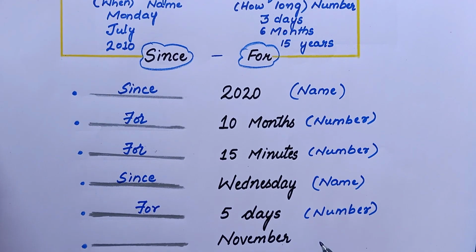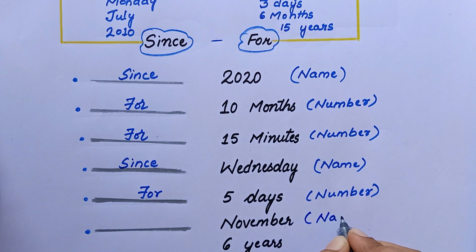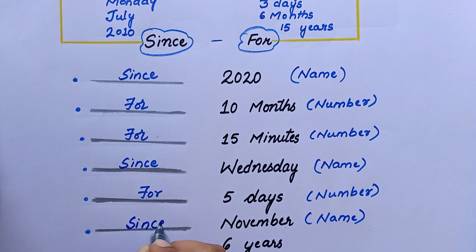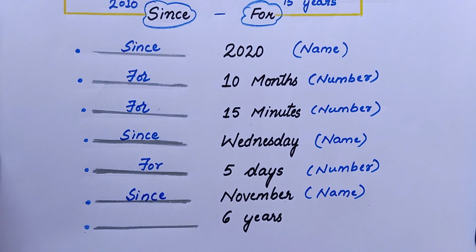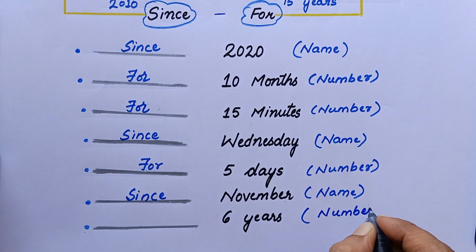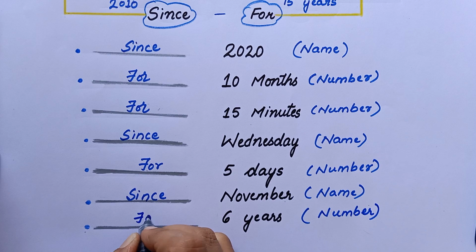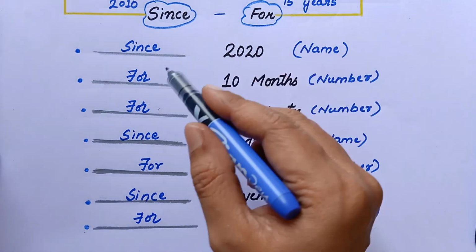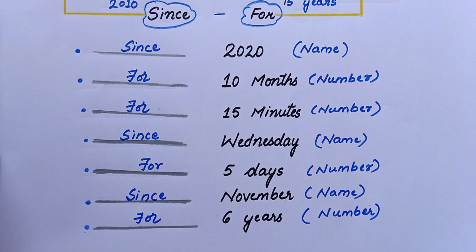How about November? November is the name of a month. So here we are going to use since November. And 6 years. Is it the name of a year? No. This is the number. How many years? For how many years? For 6 years, right? For 6 years. You're going to say for 6 years.